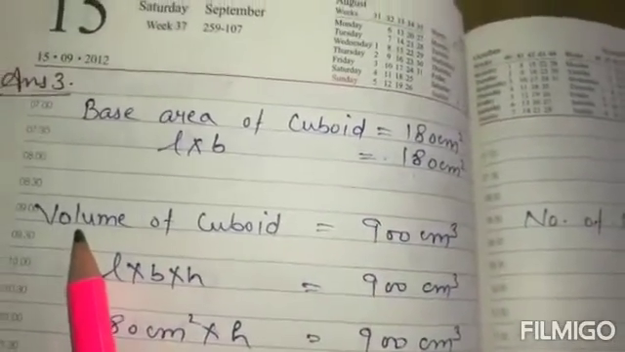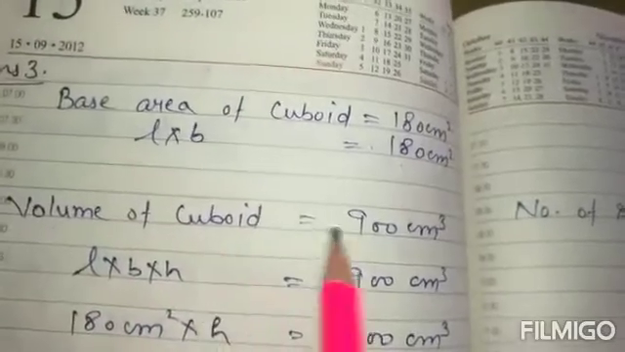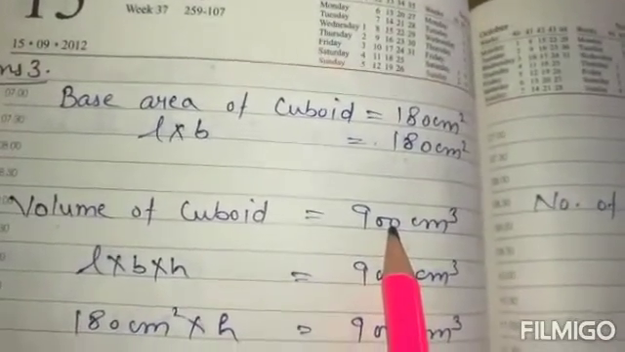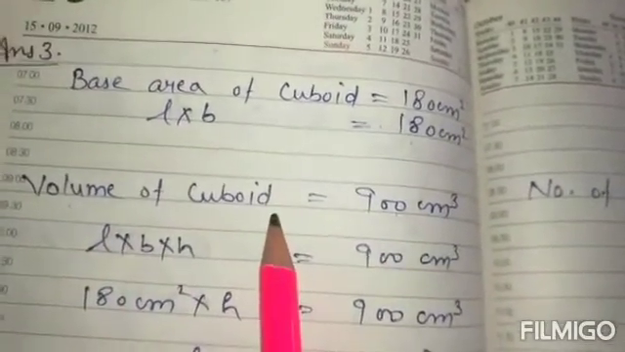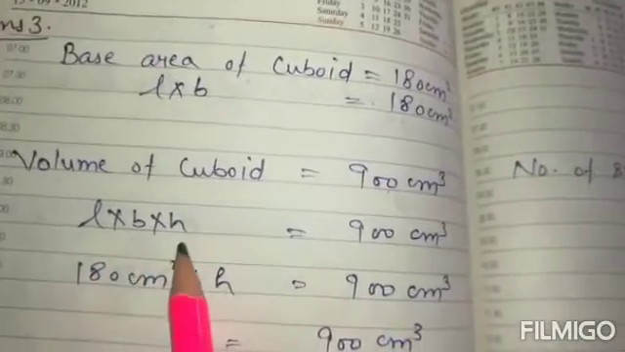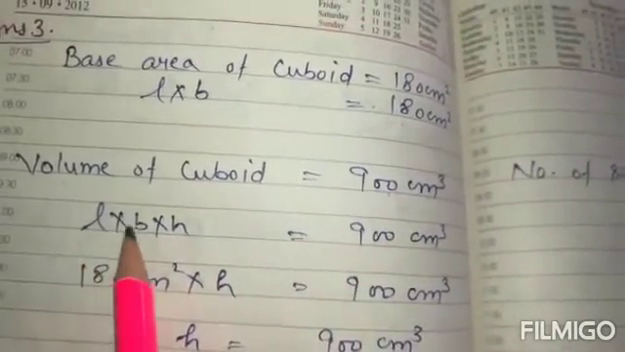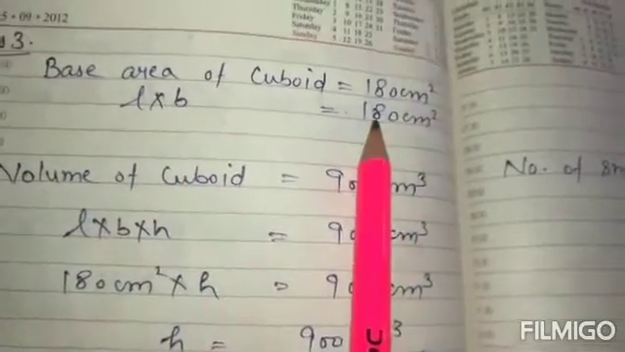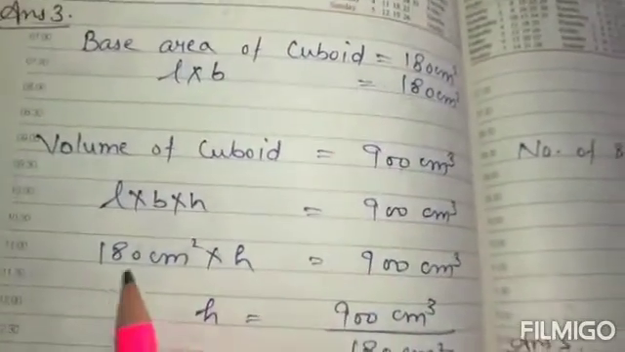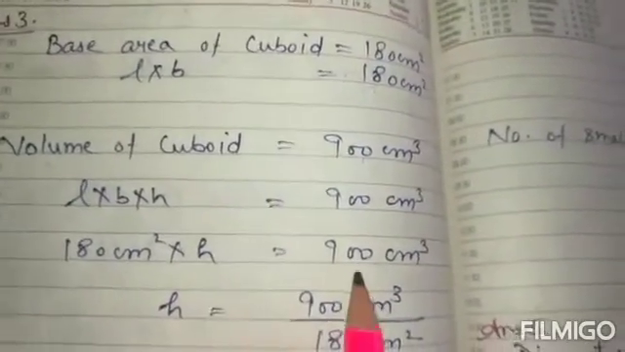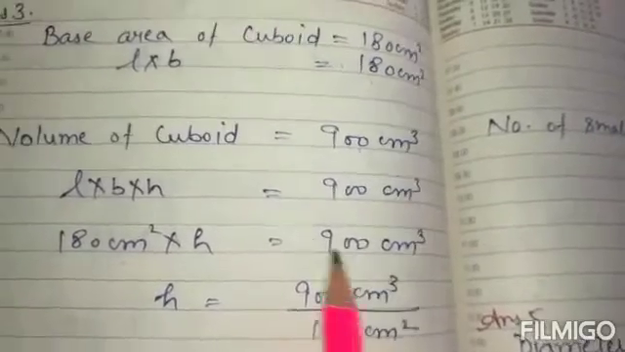Now what is the volume? Volume of cuboid is given to be 900 centimeter cube. And what is the formula to find the volume? Length into breadth into height equal to 900 centimeter cube. Now put the value of length into breadth here as it is given to be 180 centimeter square into h equal to 900 centimeter cube.